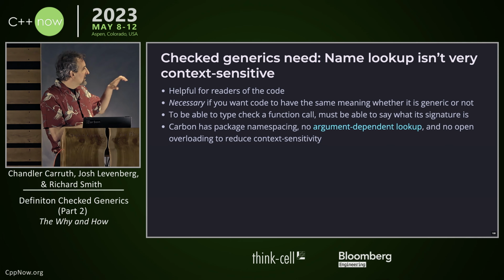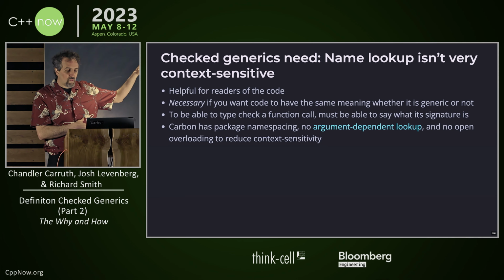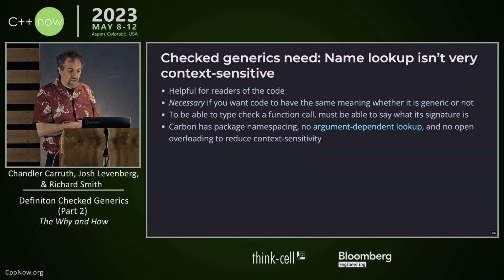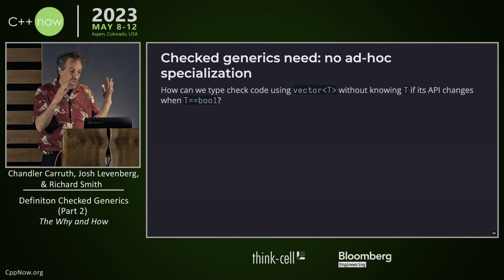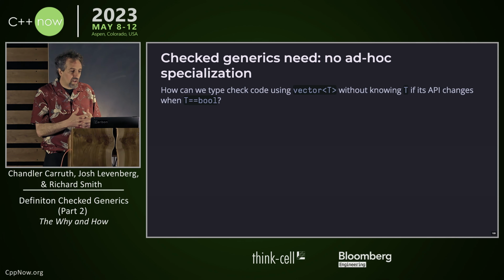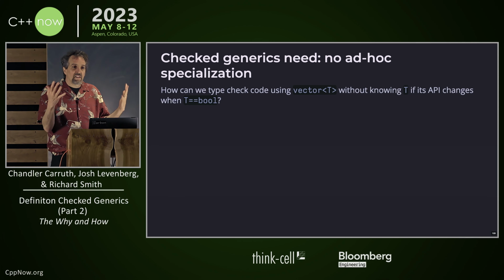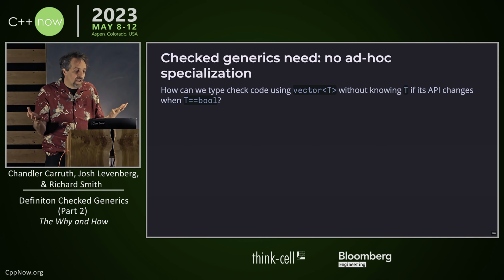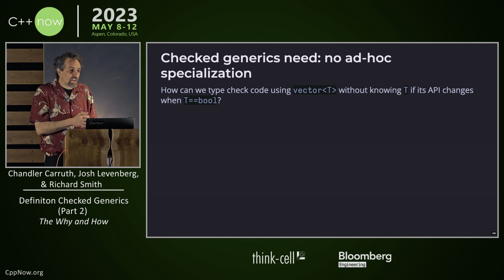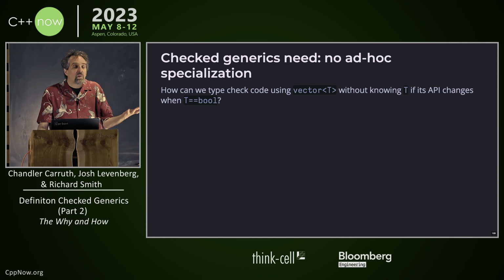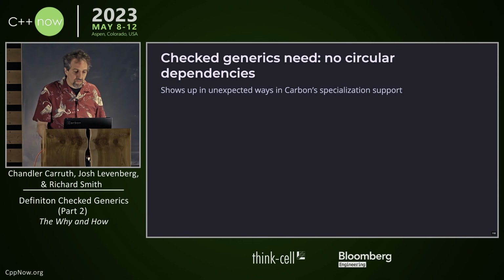And you'll notice I'm talking about these as features, but really in some cases we're talking about removing features, and removing features is also helpful. Ad hoc specialization makes it basically impossible to do type checking of generics, because how can you type check vector of T if you don't know T? The API could be different if T is bool, right? That's just a problem we can't get past.